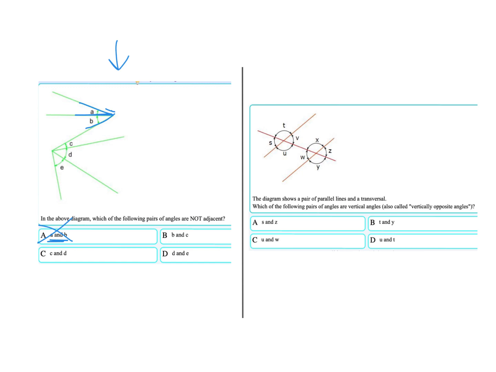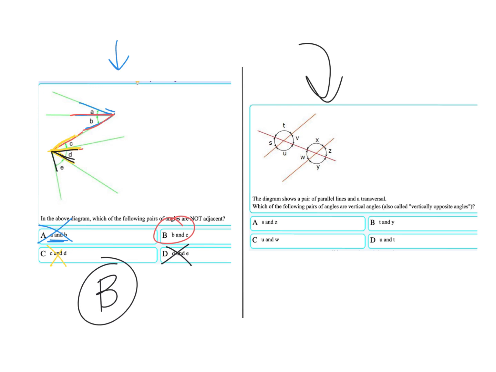Angle B and C. So here's B, here's C. They do not share a vertex. They have the same side, but it's not next to each other. So those are not adjacent, but I'm going to check the rest. So then I can look at C and D. Angle C and angle D are right next to each other. They share a side and a vertex. So they are adjacent, which means I take that out. And then D and E, angle D and angle E also are adjacent. So take that out. So my answer then would be B.